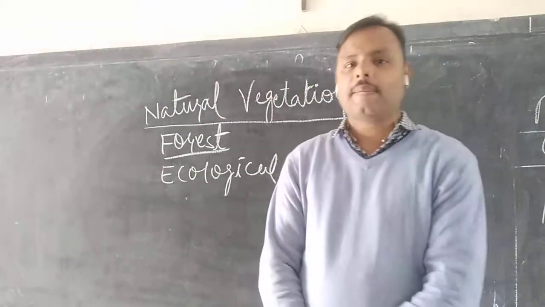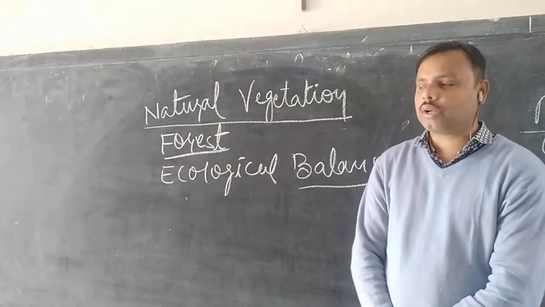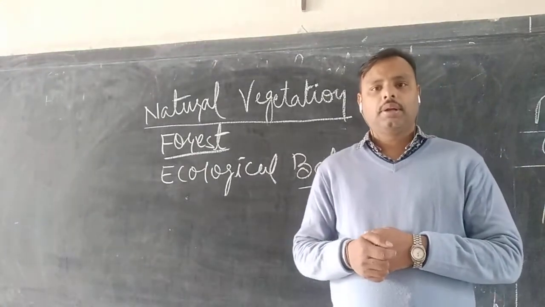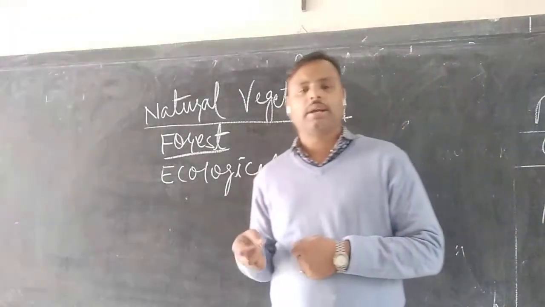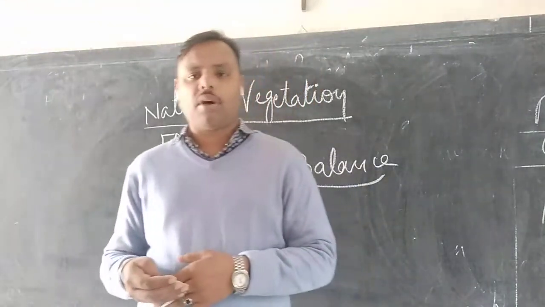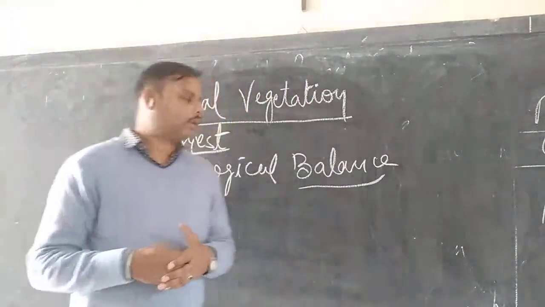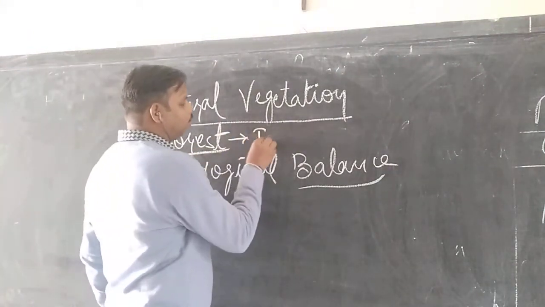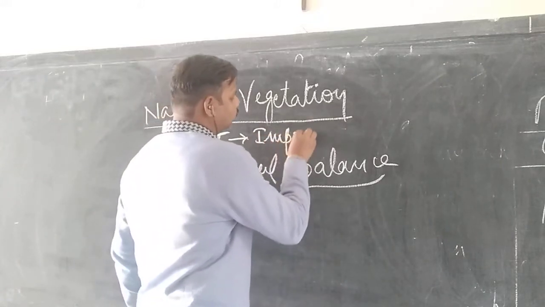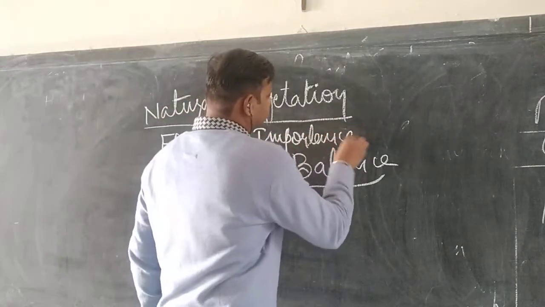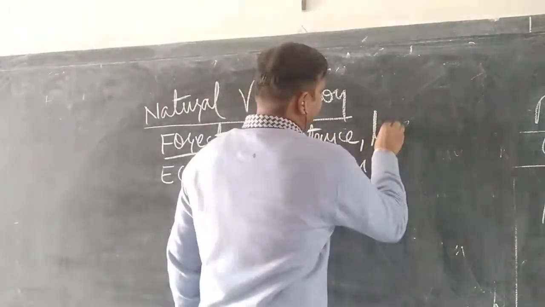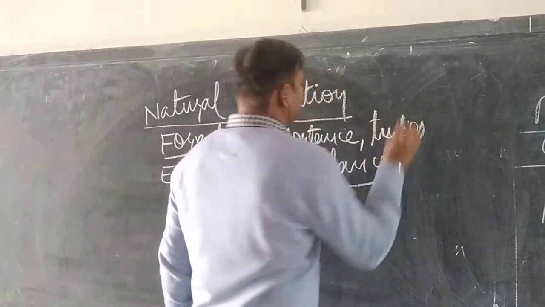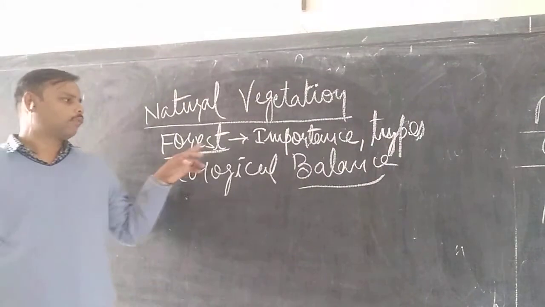Second is, when that vegetation grows, it slowly and steadily takes the form of a forest. When vegetation grows on regularly, it develops and takes the shape of a forest. So with this we are going to start, and we are going to study the importance and types of forest. Importance and types of forest. This is what we are going to study.